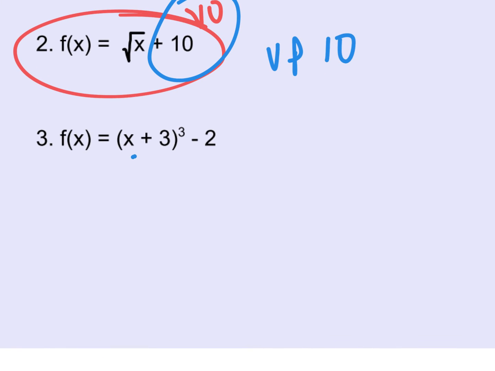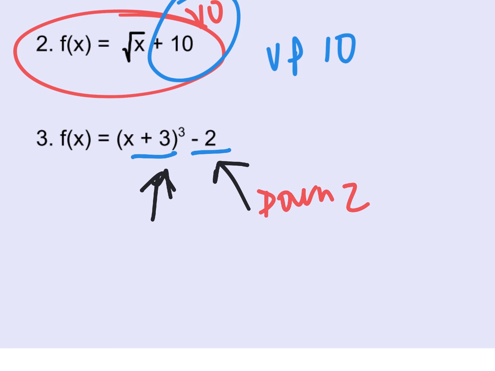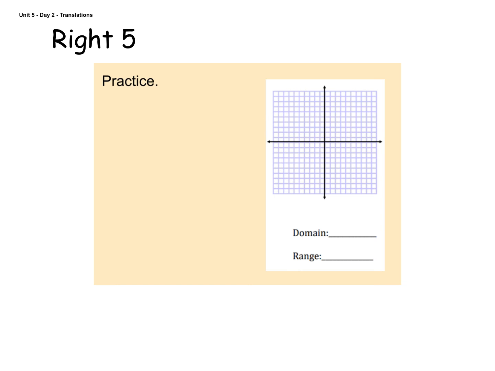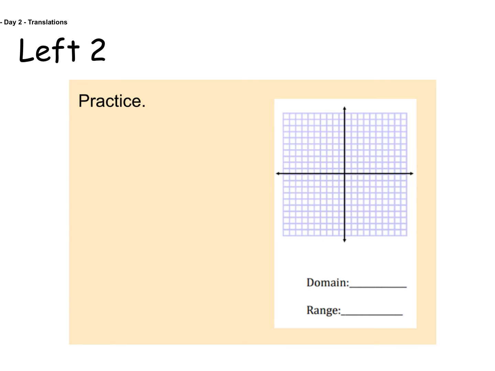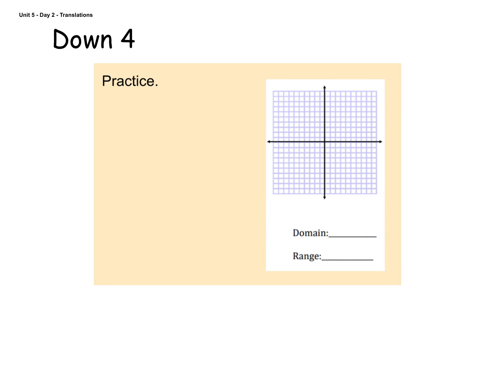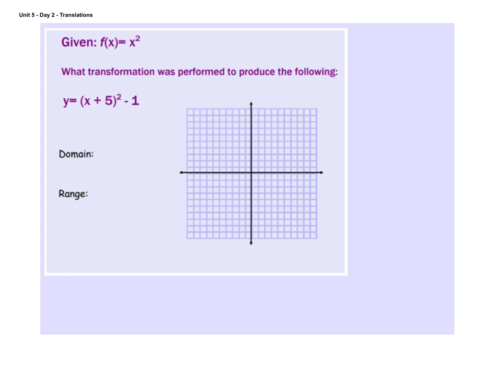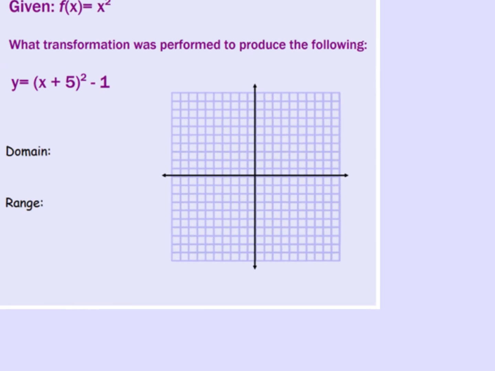Okay. This one's got two parts. Noah, can you do it? Down 2 and left 3. Down 2, left 3. Yep. Nice job. Okay. I don't like how we're doing that, so I'd like this one though.